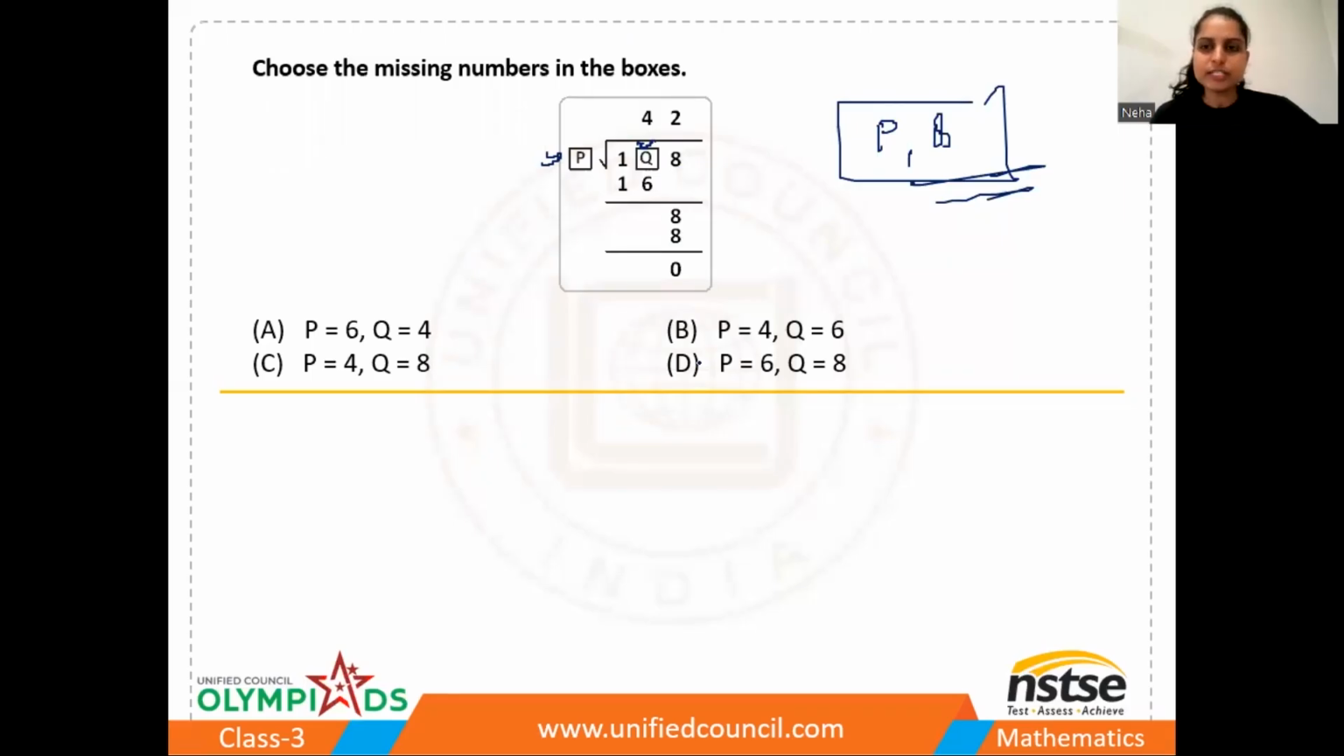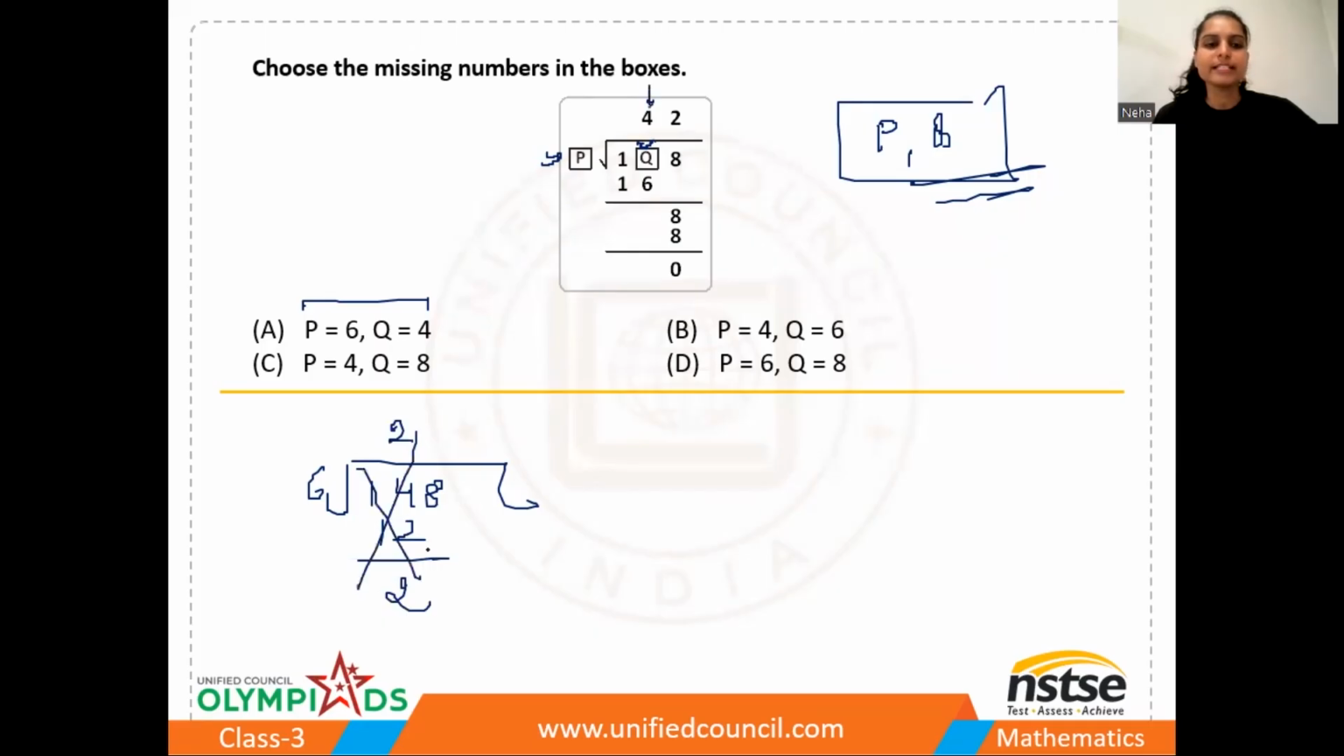For this question, we have two approaches. The first one is we can go with the options, and the second is we can use common sense. Let me try to solve the question with both tricks. First, going with the options: in the first option, P is 6 and Q is 4. So this is 6 divided by 1, 4 and 8. I'm just putting the values of P and Q here. Now it becomes 6 twos are 12, and 2 will be the carry. But here it is not 2, it is 4, right? So I can say this is not correct.